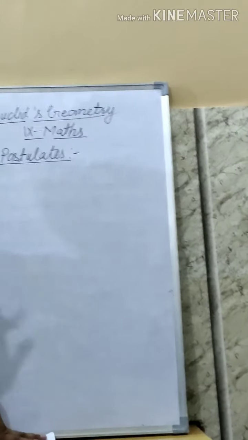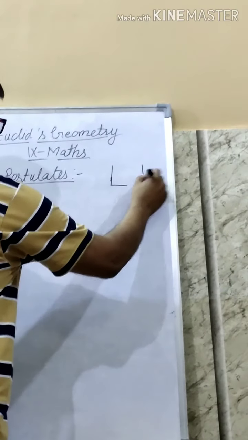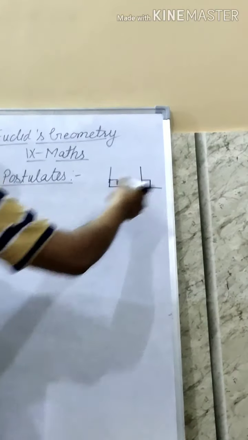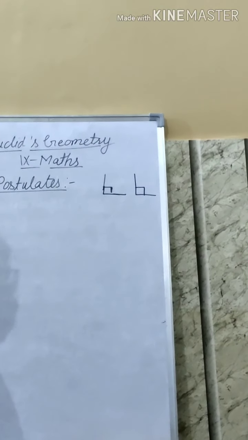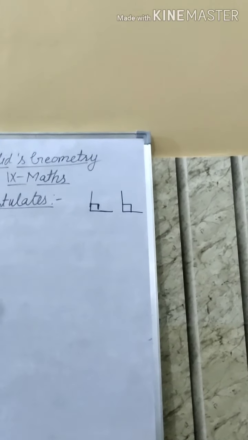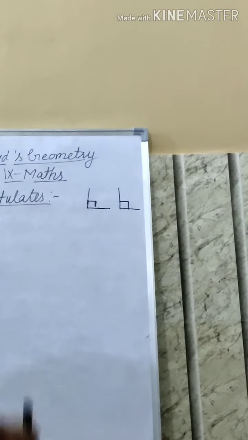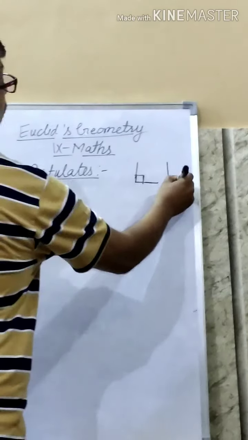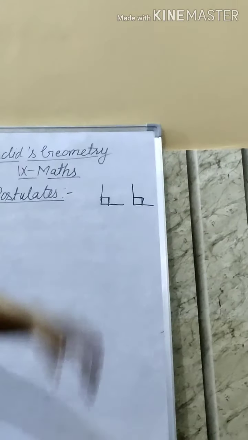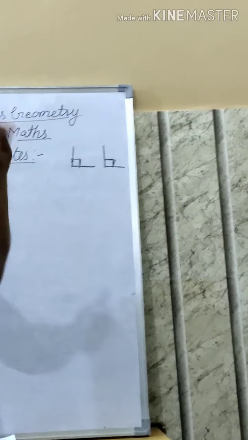Postulates means you are always assuming. For example, if I say these two angles are 90 degrees each, you will say 90 degrees. Even when you check with a protractor, it may be 89 degrees, but with the help of the symbol you are assuming that both angles are equal to each other. In this way he is saying these are called postulates.